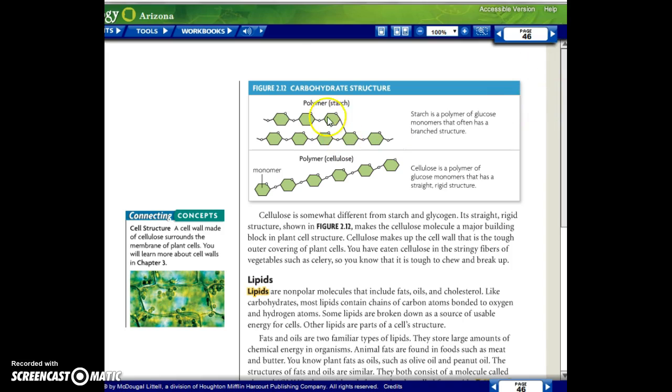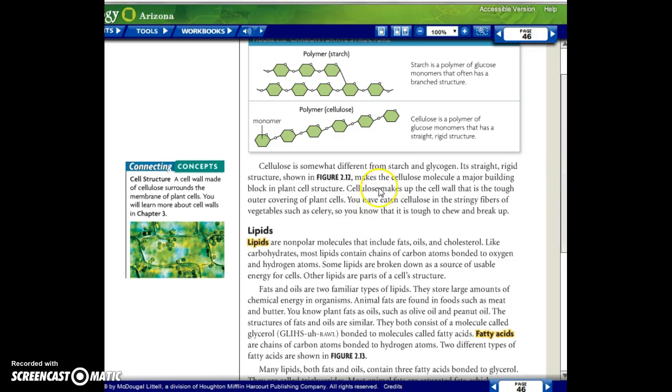All right, so here we see an image of starch and an image of cellulose. You can see that they're slightly different. This one is more of a linear chain. We have parallel strands of it, and cellulose is slightly different. It's not a parallel chain. Cellulose is somewhat different from starch and glycogen. Its straight, rigid structure, shown right up here, makes cellulose the major building block in plant cell structure. Cellulose makes up the cell wall, that is the tough outer covering of plant cells.